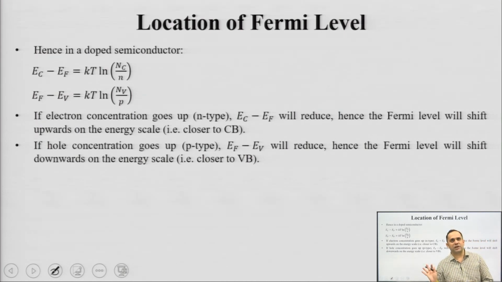This is what is written on the screen. I have just said that if electron concentration goes up in an N type semiconductor, E c minus E f will reduce, which means the Fermi level shifts upwards. Okay. Same happens in a P type semiconductor. If hole concentration goes up, E f minus E v will reduce, which means the Fermi level is moving downwards towards the valence band. And how will these concentrations increase? If you increase the doping concentration. Okay.